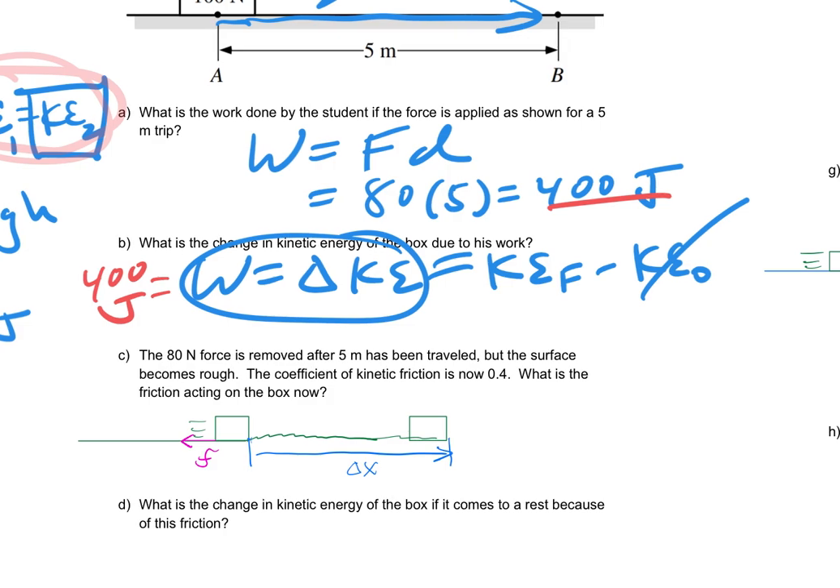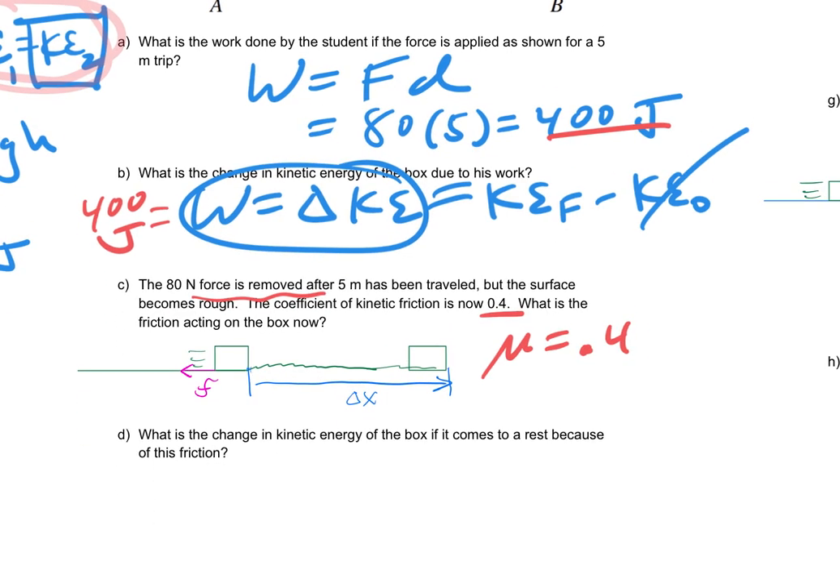Okay, so now this 80 Newton force is not pushing it anymore. But the surface is rough and the coefficient of kinetic friction is 0.4. What is the friction acting on the box? Okay, this is the last equation, an old one that we've used before. So friction equals mu times N. It's the very last equation on the equation sheet.